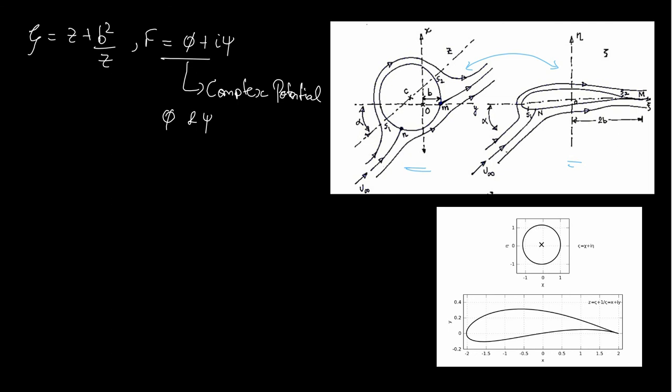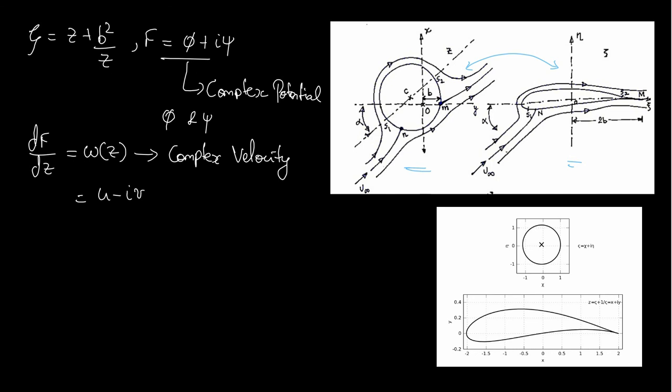So if we take the derivative of the complex potential with respect to z, I'll get something called W of z, which we call the complex velocity. Similar to when we take the derivative of phi or psi, we get the radial velocity or the tangential velocity, here we'll get something called the complex velocity. So we can write this as u minus iv. The negative is just a convention, just to make things simpler.